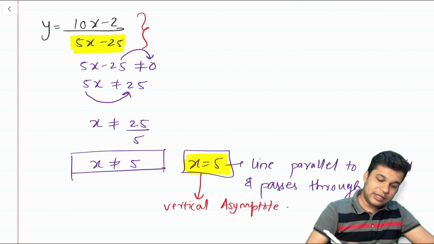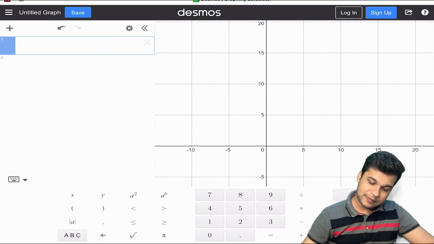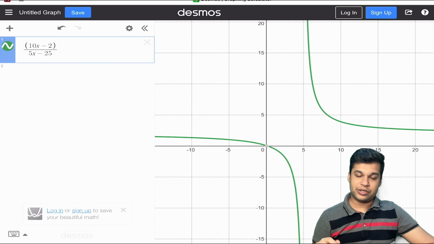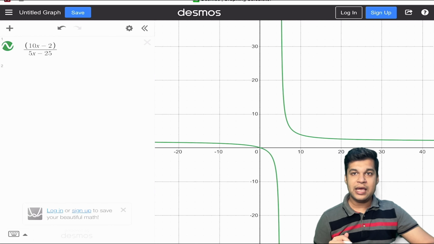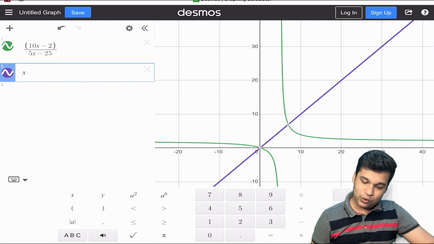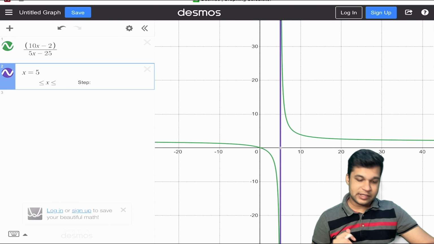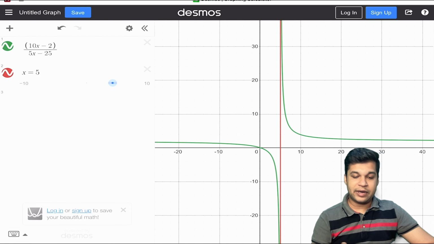So look carefully, the function is 10x minus 2 upon 5x minus 25. Now if you observe the graph, it looks something like this. Now I'm going to draw that line. Which line? The line x equal to 5, which we called a vertical asymptote. Now I'll change the color. I'll make it red.